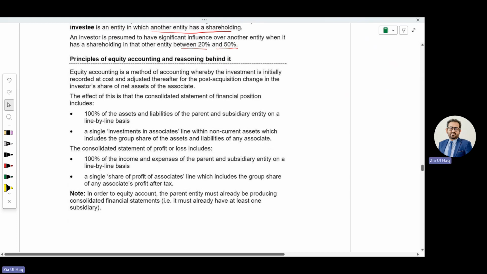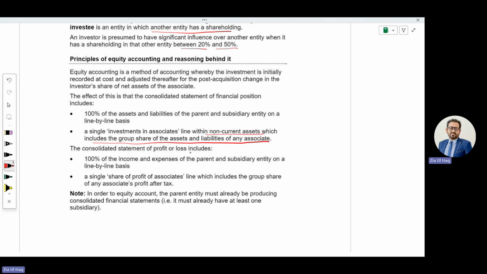So 100% of the assets and liabilities of the parent and subsidiary entity are consolidated on a line by line basis, which means we don't need to consolidate the associate. There is a single investment in associate line within non-current assets, which includes the group share of assets and liabilities in any associate. While preparing the balance sheet, whatever investment we have made in an associate, we will record as an asset, Investment in associate. And whatever we are getting from the profit of the associate, we will record in the profit and loss account, that is, income from associate.